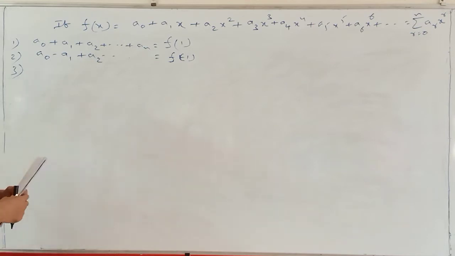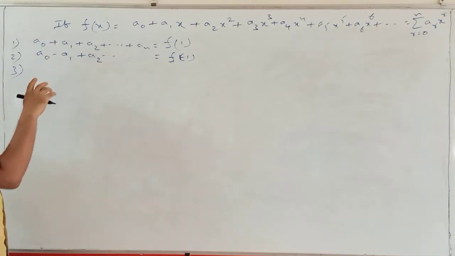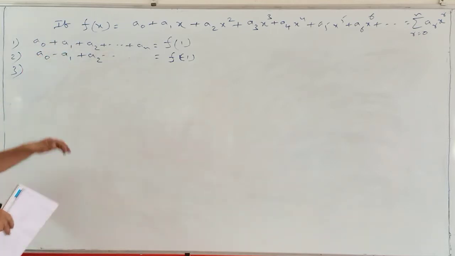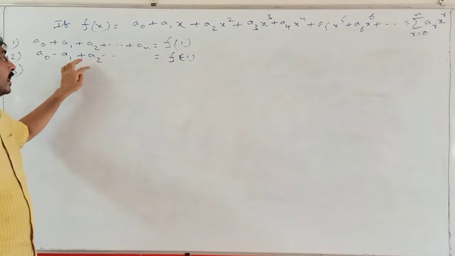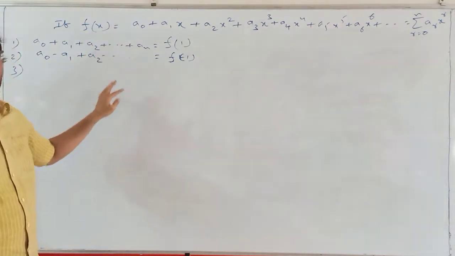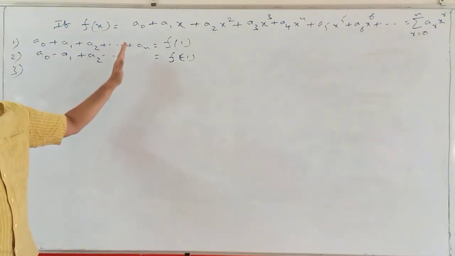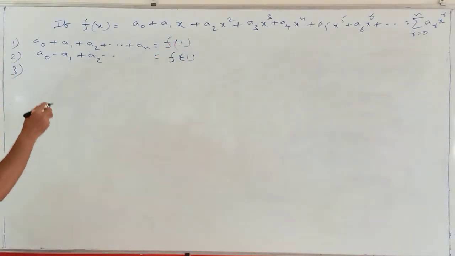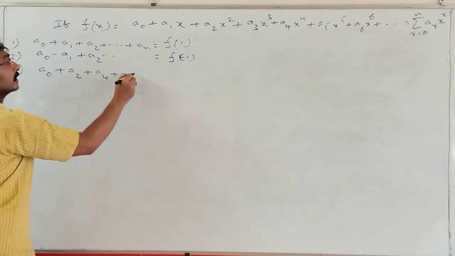Next, applications of these two. By adding these two, we get one more result. By subtracting, we get one more result. See, clearly the sum of these two is 2a0, a1 and a1 cancel, 2a2, a3 and a3 cancel, 2a4 and so on. Therefore, 2 times of a0 plus a2 plus a4 plus a6 and so on equal to f of 1 plus f of minus 1. By dividing with 2 on both sides, we get a0 plus a2 plus a4 and so on.